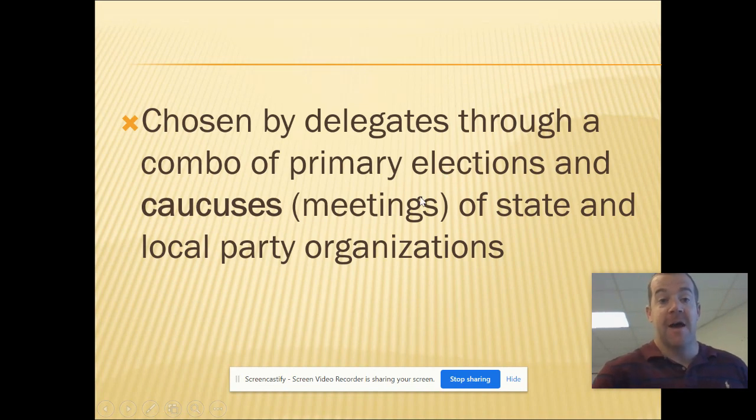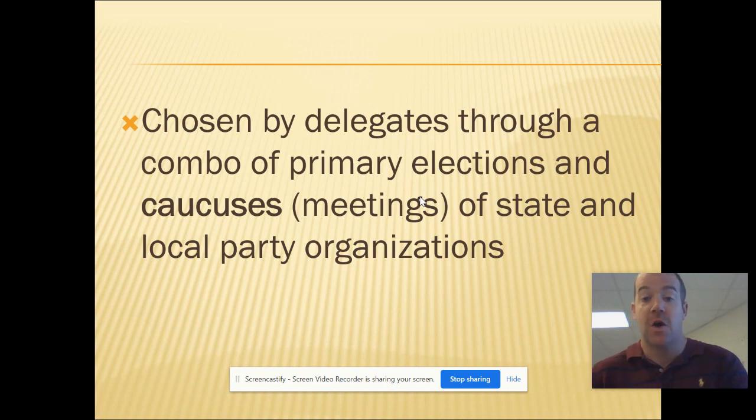Now, the primary elections, this is on the test as well. You have primary elections, where each state picks their candidate. Some states use a caucus format, which is a little different.